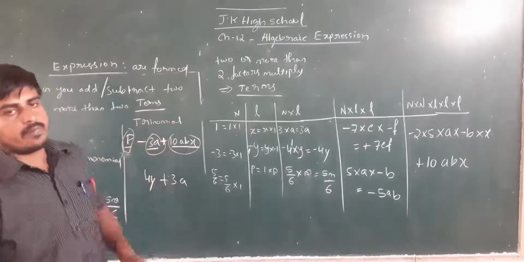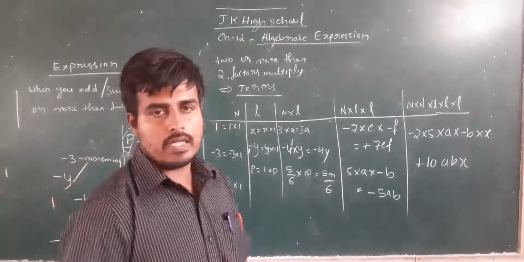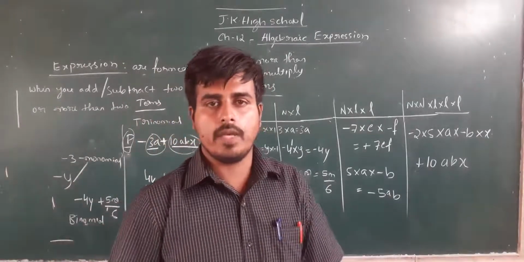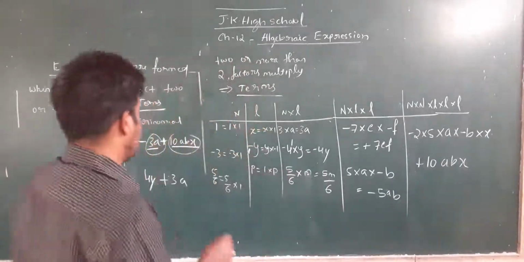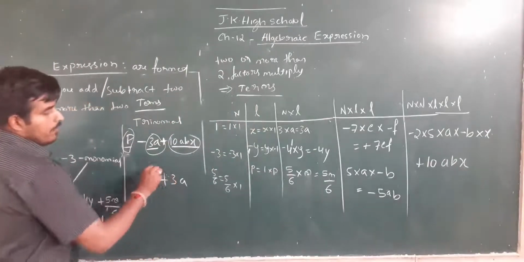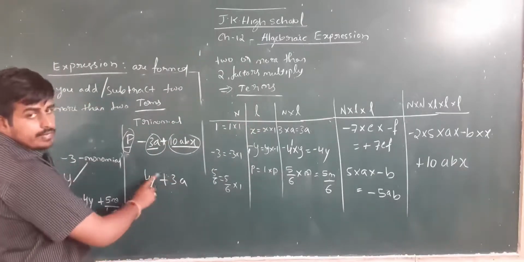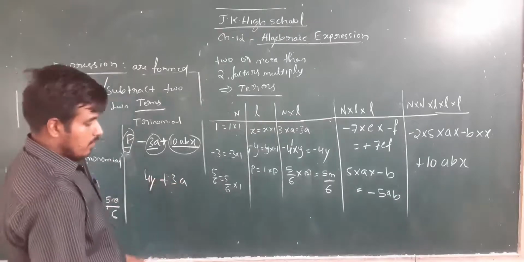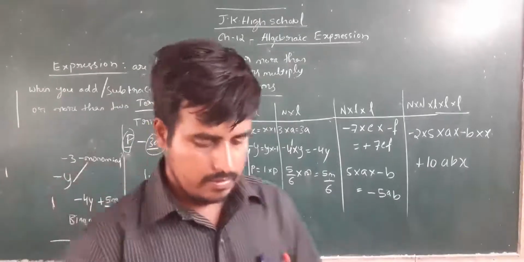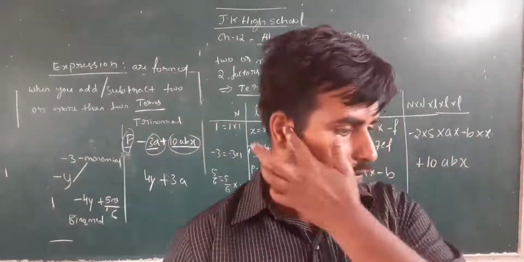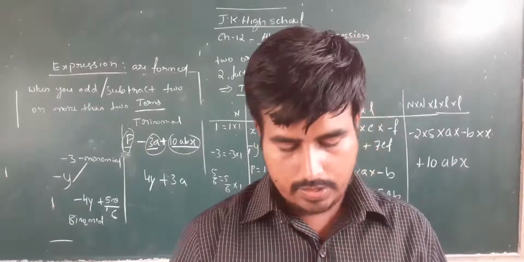And if an expression contains more than 3 terms, then it is known as a polynomial. Poly means many. This is a binomial because 2 terms are there. Okay. So likewise, we can classify the given algebraic expression.